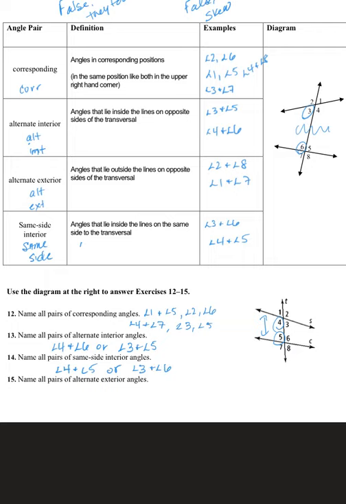Okay, and the very last one here is going to be your alternate exterior. So these are outside the lines. So we've got 1 and 8. And then we've got 2 and 7. So those are outside the lines on opposite sides of the transversal.